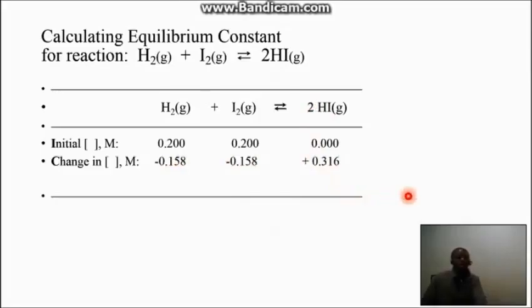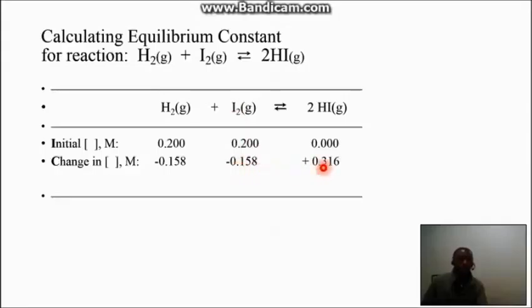Look at the stoichiometry. Here we have 2 of HI, while here we have 1 of this, and here we have 1 of this. So what it means is that for every 2 molar of this one, there is 1 molar of this, and 1 molar of this. So if the change here is 0.316, which is the HI we added, it means we used up this one, but over 2 for this one.